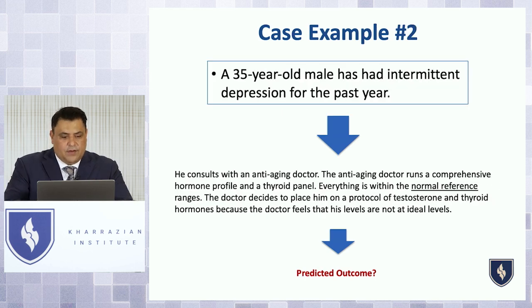Here's another scenario. A 35-year-old male has had intermittent depression for the past year. He consults with an anti-aging doctor. The anti-aging doctor runs a comprehensive hormone profile and thyroid panel. Everything is within the normal reference ranges. The doctor decides to place him on a protocol of testosterone and thyroid hormones because the doctor feels that his levels are not at ideal levels.